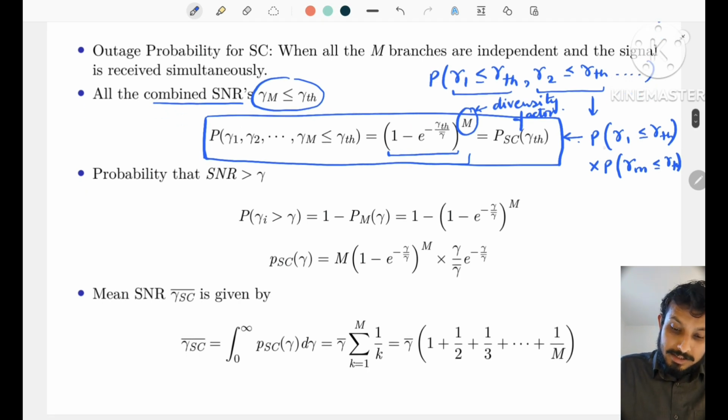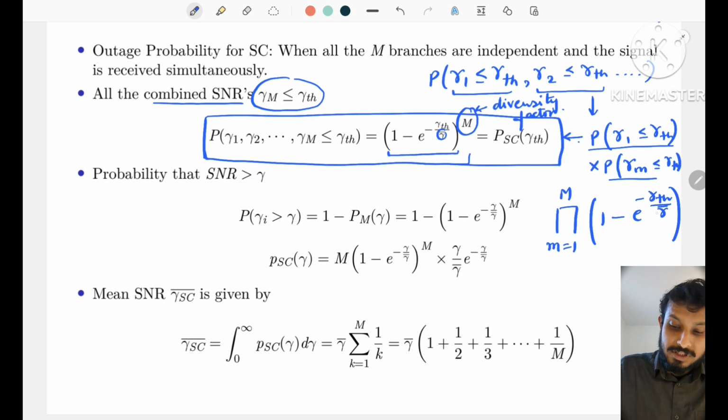And when the gamma bars are not comparable, then instead of raised to the power of M, we can directly write the product over m equal to 1 to M of 1 minus e raised to power minus gamma TH upon gamma bar. And if this gamma bar is the same for all the branches, then we can write this form.